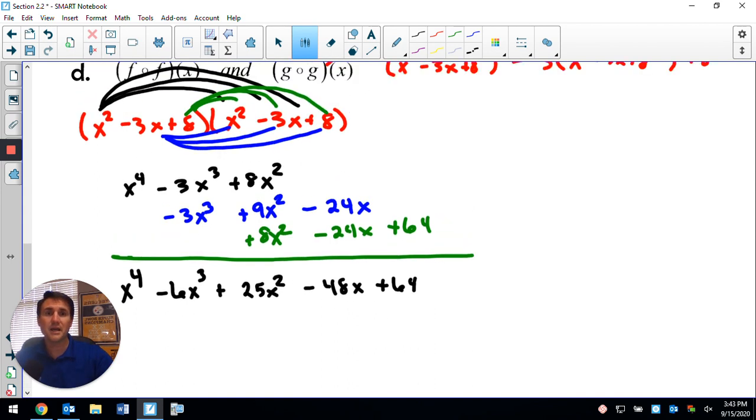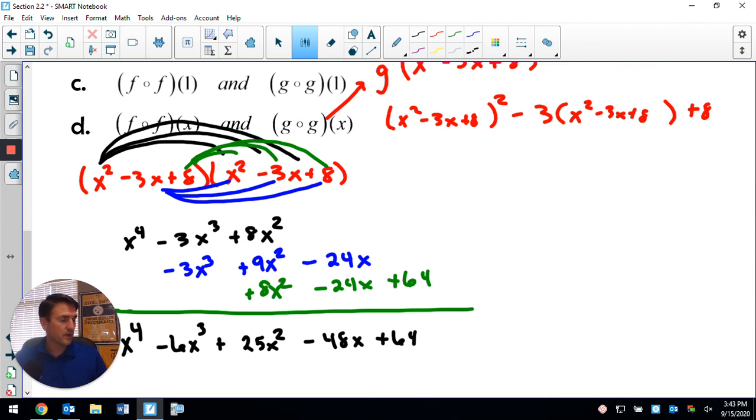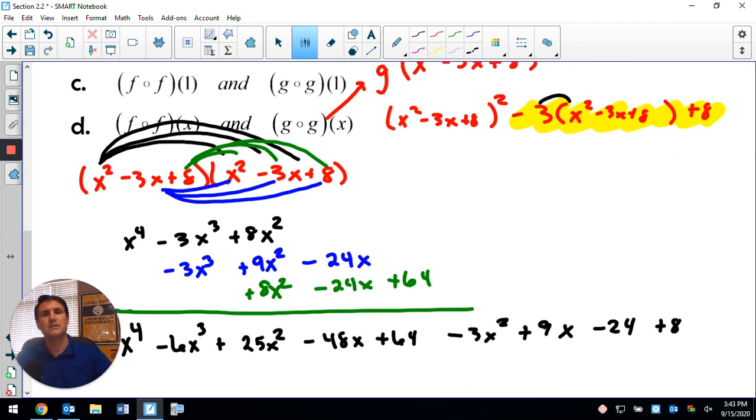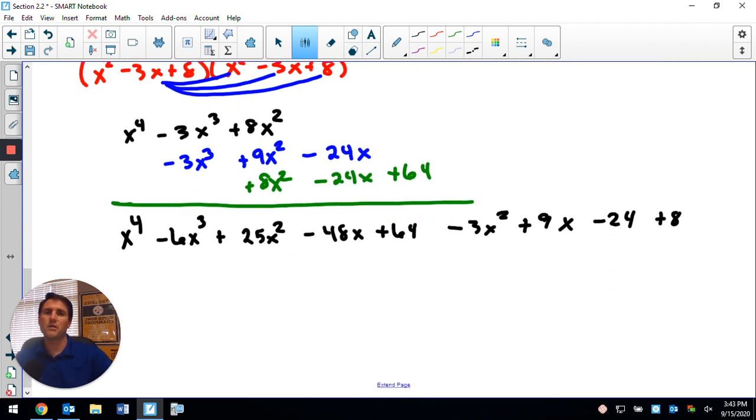We still have all of the rest of this to do, right? Negative 3 times x squared is negative 3x squared. We have negative 3 times negative 3x, which is positive 9x. Then we have negative 3 times 8, which is negative 24. And we still have one more, plus 8 on the end. This is a very long problem. Can we stick anything together? Do I have any other x to the fourths in this problem? No, I don't see any x to the fourths, just that first one.